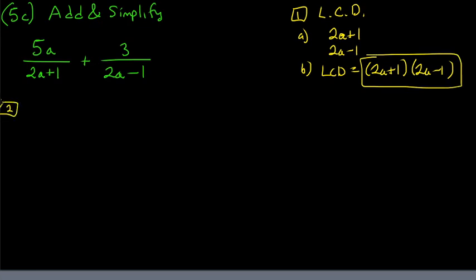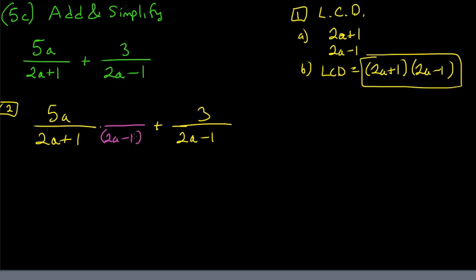Okay, so for your step 2 here, I'm just going to rewrite the problem. 5a over 2a plus 1, leave some space, plus 3 over 2a minus 1. So what's the missing factor for the first fraction? Well, we have the 2a plus 1. We're missing 2a minus 1. So I'm going to have to multiply numerator and denominator by 2a minus 1. And if I do that, I should put parentheses around the 2a plus 1.